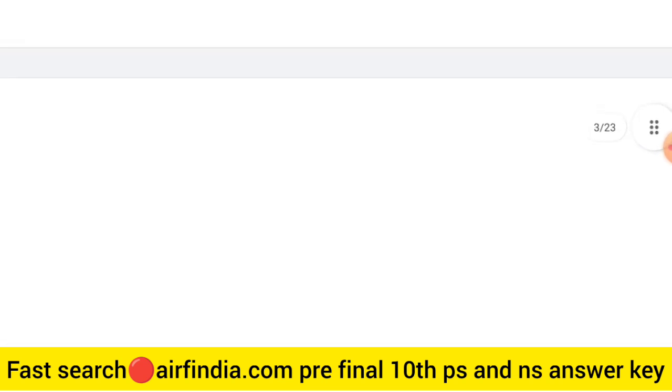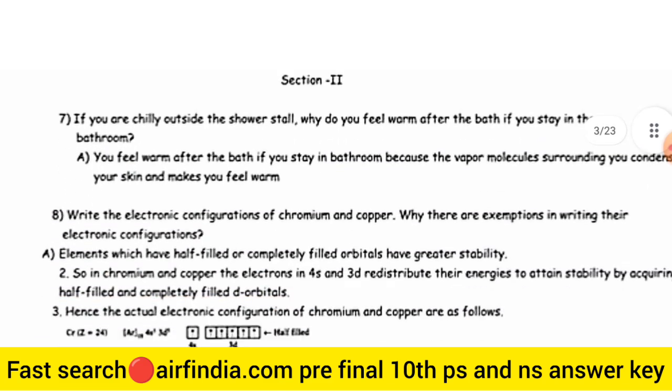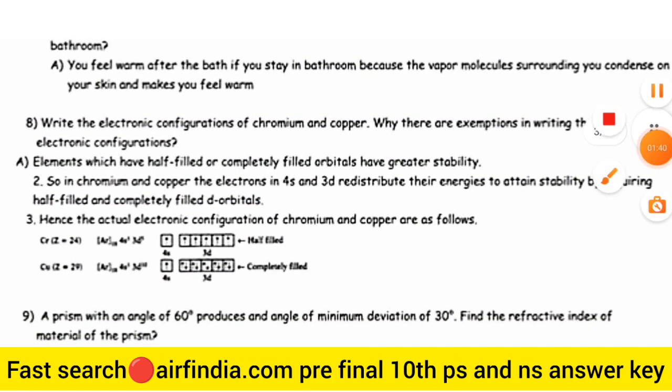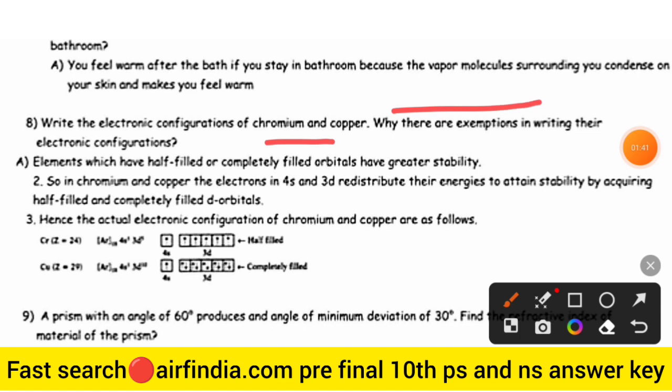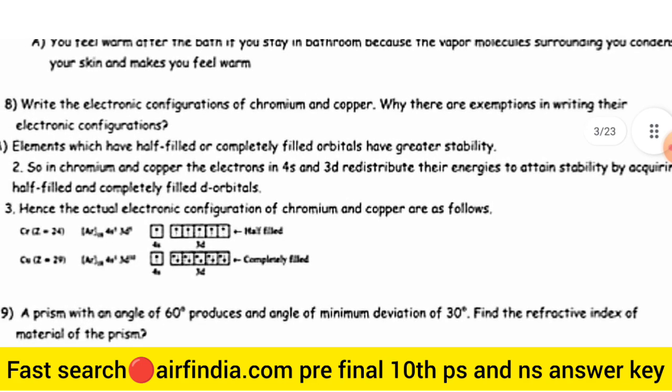Write the electronic configuration of chromium and copper. Why are there exceptions in writing their electronic configuration? So here, the answer to question 8 is option A.